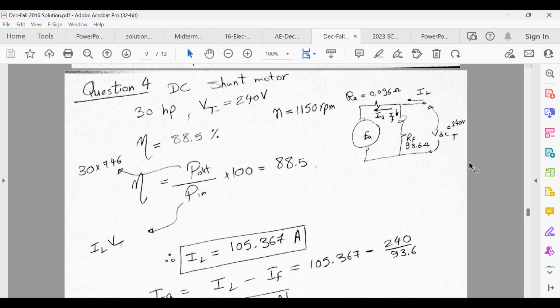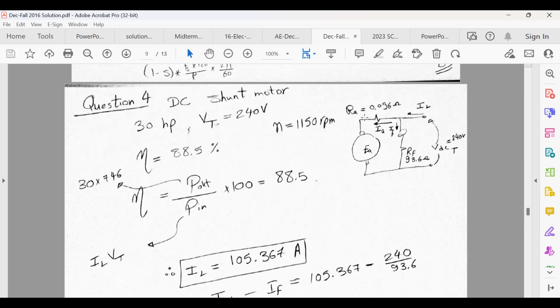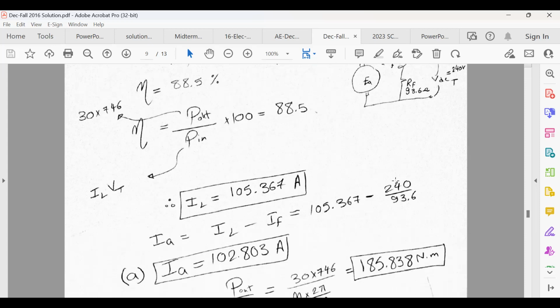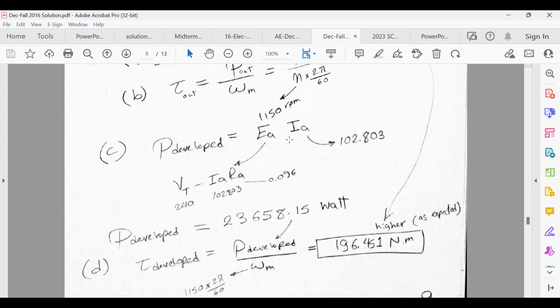First part, you draw the circuit, get the efficiency, which is output over input. You have to use the output in watts to get the I and V in amperes and volts. Calculate the IL minus IF, where IF is this voltage over the resistance, as you can see here. Then you have the armature resistance. This is what is needed at point A, or B, asking for the torque in the output. The developed torque is E times IA.